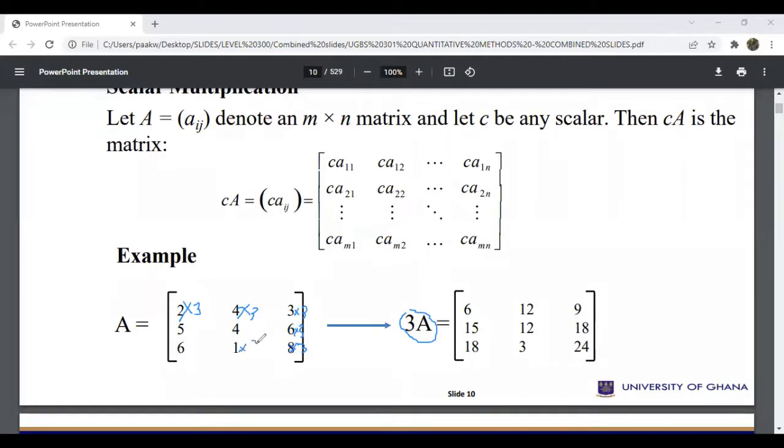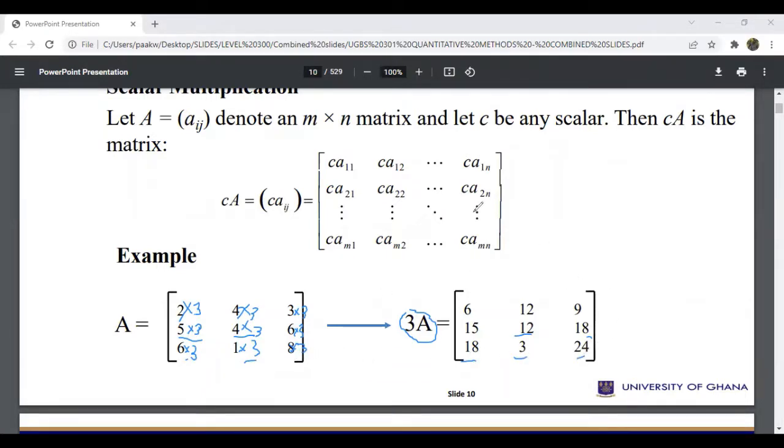3 by 1, 3 by 4, 3 by 5, then 3 by 6. So 2 by 3 is 6, 4 by 3 is 12, 3 by 3 is 9, 5 by 3 is 15, 4 by 3 is 12, 6 by 3 is 18, 6 by 3 again 18, 1 by 3 is 3, then 8 by 3 is 24.